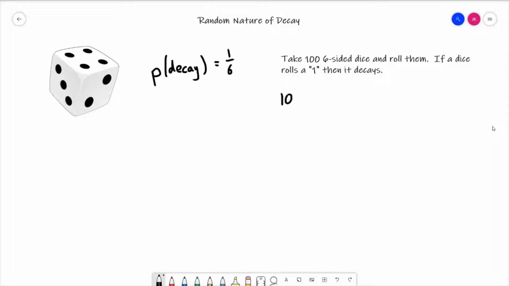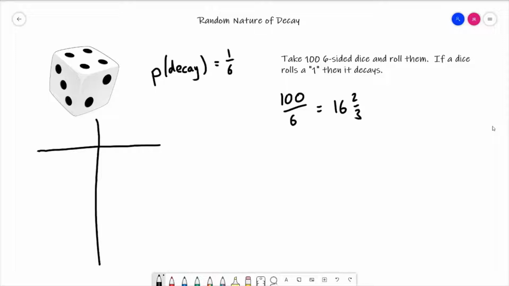Now obviously 100 divided by 6 isn't necessarily a nice number. 100 divided by 6 is actually 16 and 2/3, and obviously we can't have 2/3 of a dice decaying. But as I said, as we increase the numbers, we are going to get closer to a sixth decaying when we roll 100 of them. So what we can do in our thought experiment is we can start to sketch ourselves a table. Okay, and we can say number of rolls and we can say dice left.